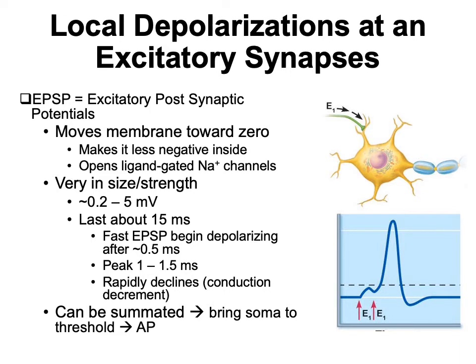However, they can be summated. And this summation can also bring the soma or the dendrite, or wherever the synapse is, closer to threshold, as long as the subsequent action potential arrives before it has reached resting membrane potential. So this summation can actually lead to an action potential.